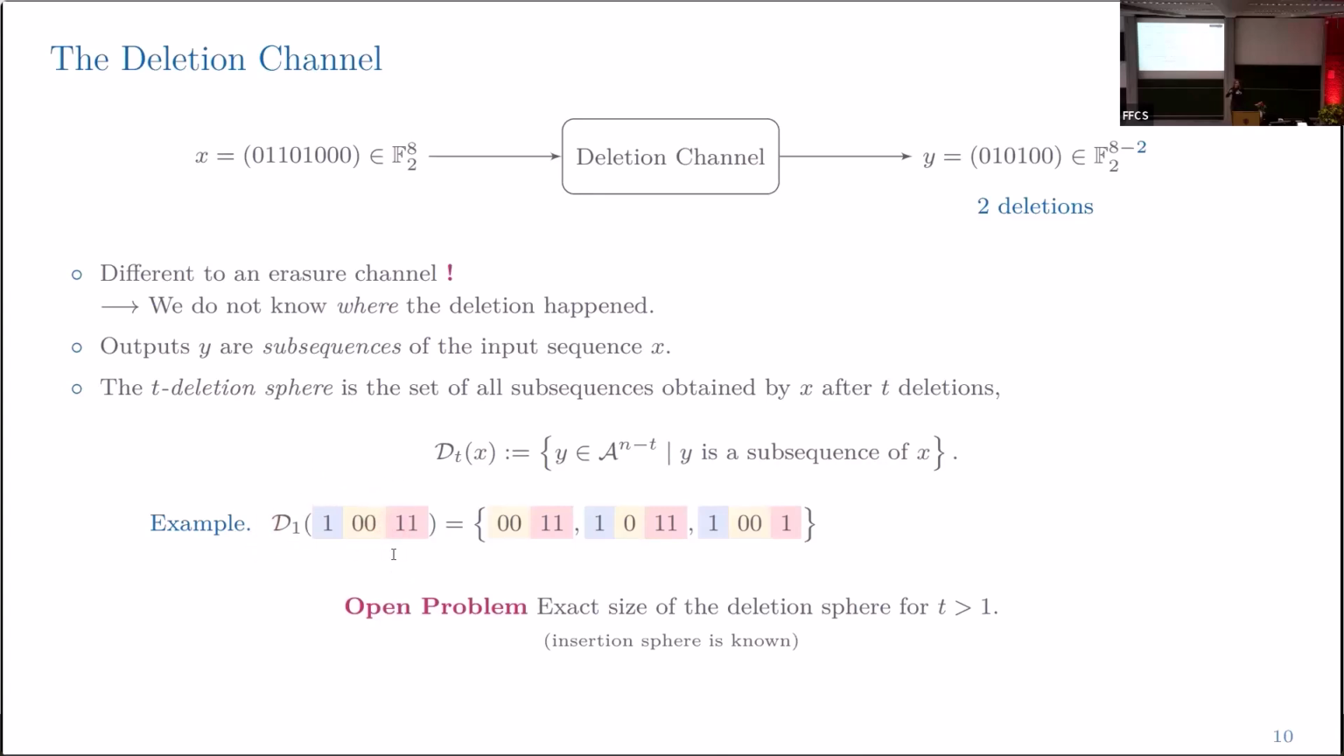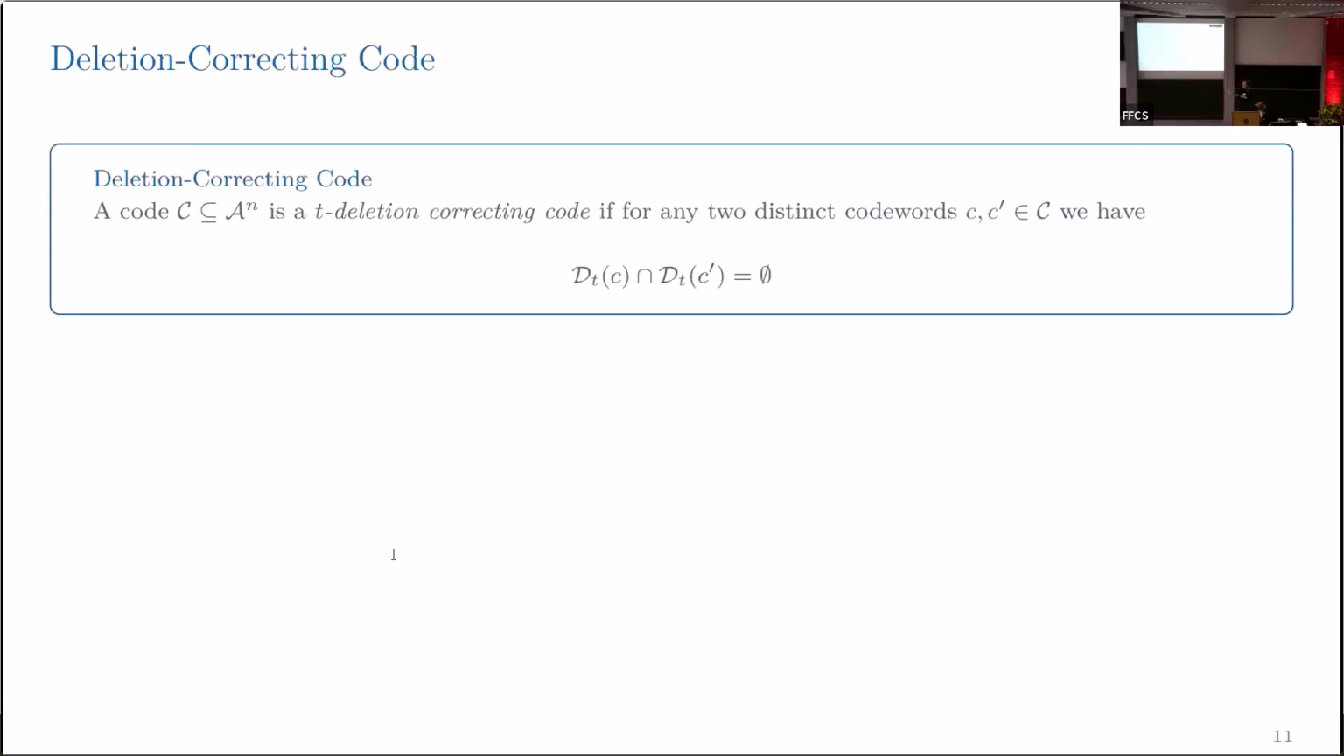Okay, again, why do we need the spheres? We want to say when is a code able to correct deletions or insertions. So with these spheres, we can define a T deletion correcting code. That means a code C in our alphabet space is a T deletion correcting code if whenever I take any two distinct code words and I draw these spheres around them, they don't overlap. So we have no overlap here. Then in that case, C can correct T deletions.